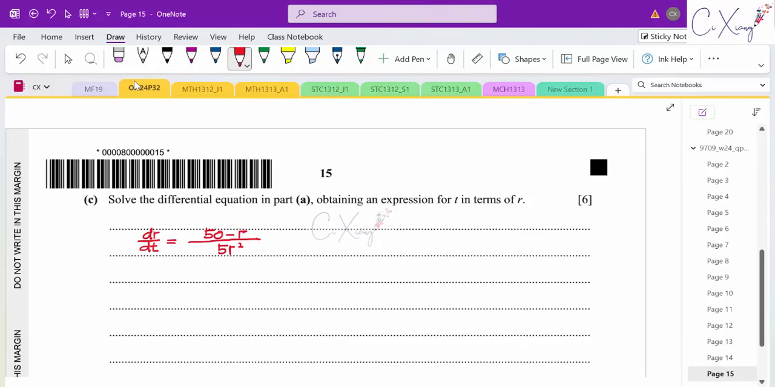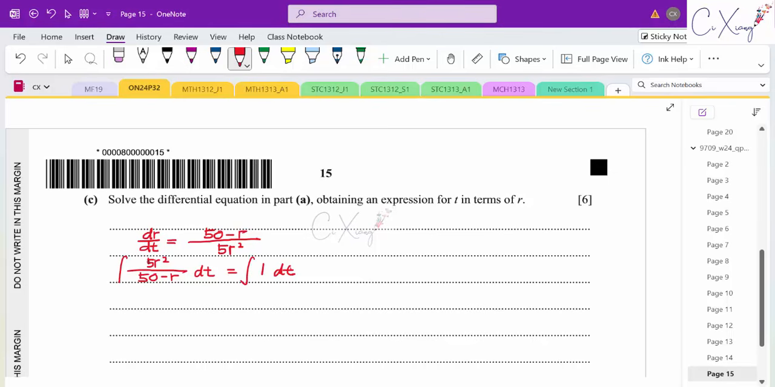To solve the differential equation, I need to separate the variables to different sides. I have two variables here, r and t. So I want to group all the r on the left, moving all the r variable to one side with dr. Then I want to move dt to the other side. By right, this is a 1.